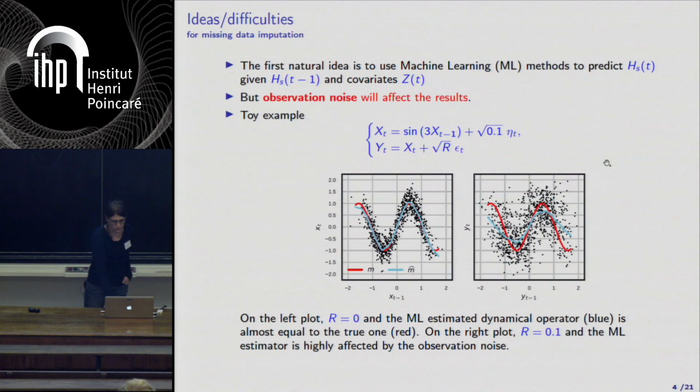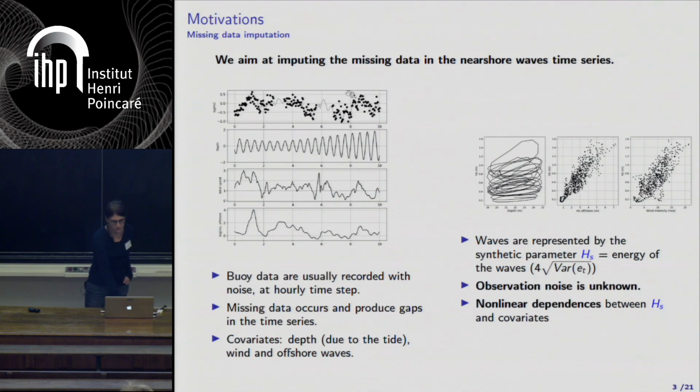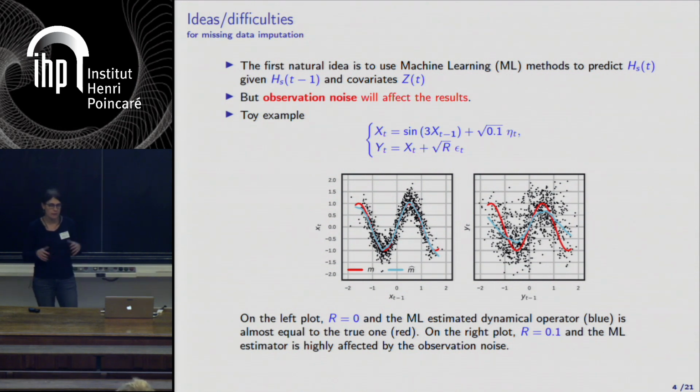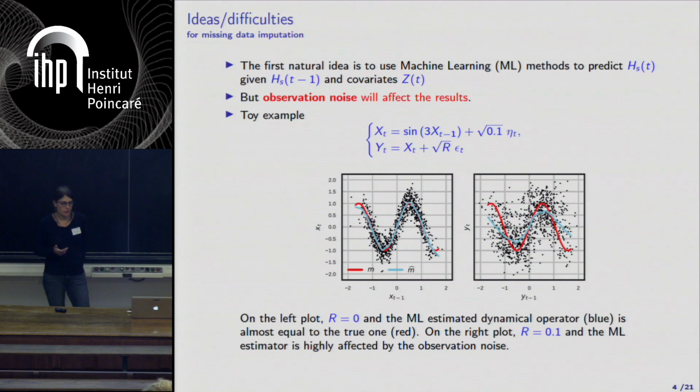So if we want to fill the gaps here, the natural idea would be to use machine learning methods or regression methods and use the covariates and some information of the past of Hs, and just feed the nonlinear machine learning model and do the prediction. But we have to take care that the observation noise will affect the results. So let us give a toy example, which is a little bit simpler and where we have no covariates.